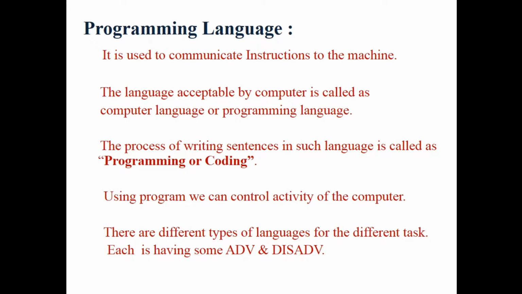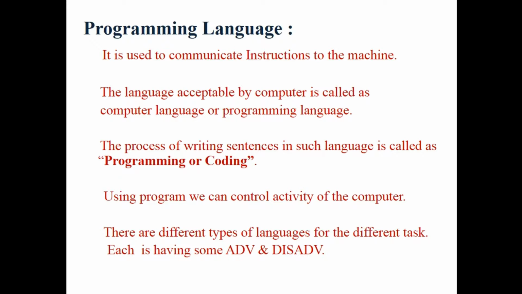In the same way, to perform effective communication between the computer and the user, we should have knowledge of the language which is understood by computers. Because of that, there are different kinds of programming languages. It is used to communicate instructions to the machine. The language acceptable by a computer is called a computer language or a programming language. The process of writing sentences in such a language is called programming or coding.